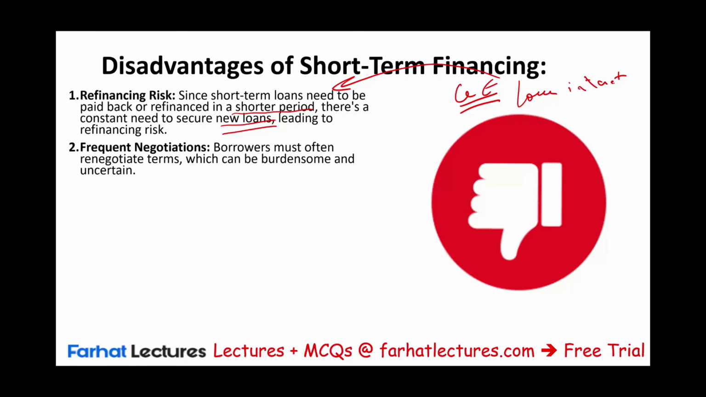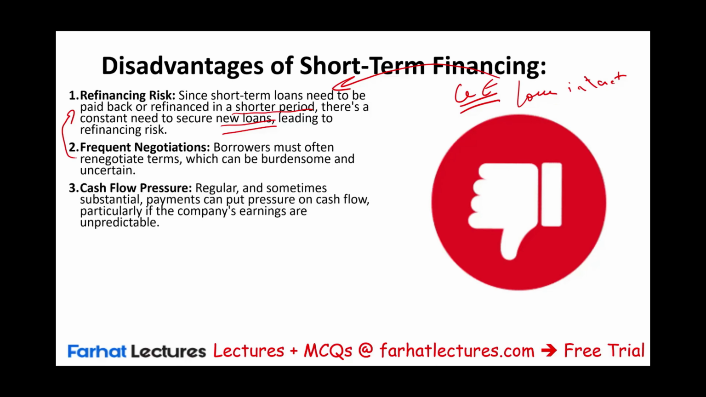Frequent negotiation. Because of this refinancing risk, you're always renegotiating the terms. It could be burdensome and uncertain whether they're going to give you the loan or not. Cash flow pressure. You have to pay back this money in the short term. So you have to pay a large amount, usually the full amount. What does that mean? Putting pressure on your cash flow. Especially if the company's earning is not predictable, you might have to come up with a lot of money.